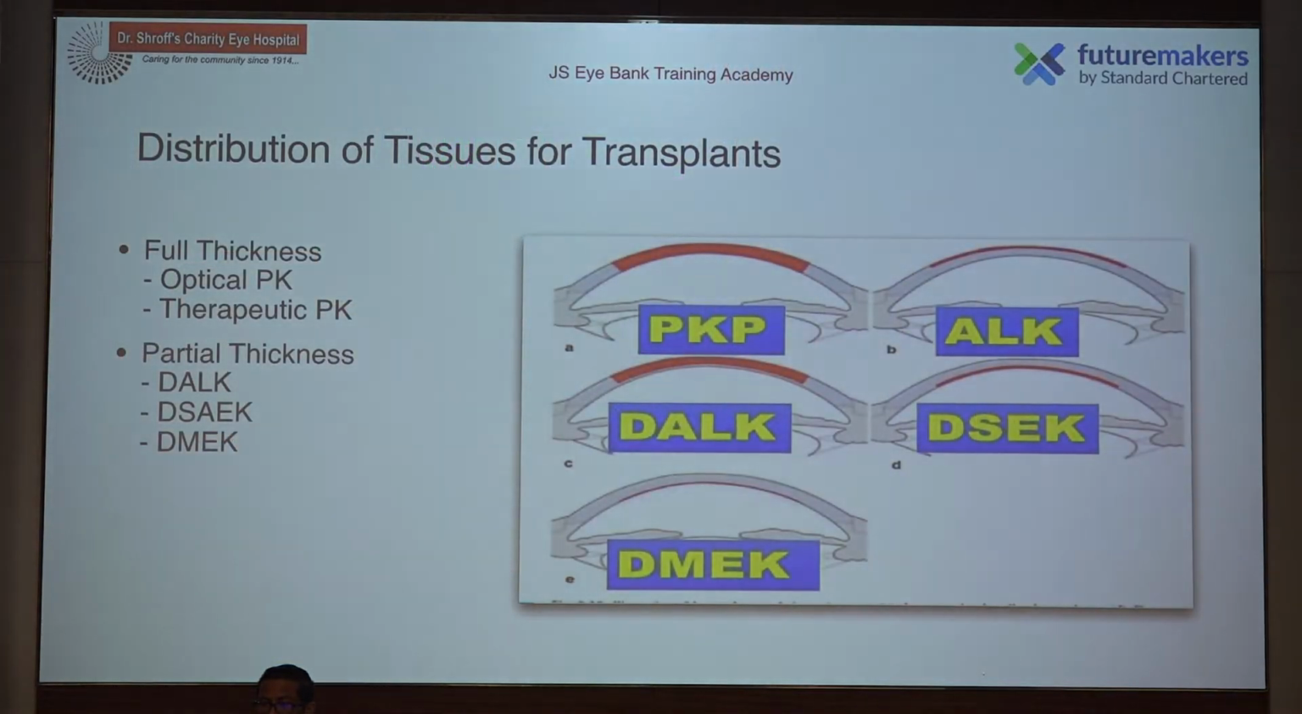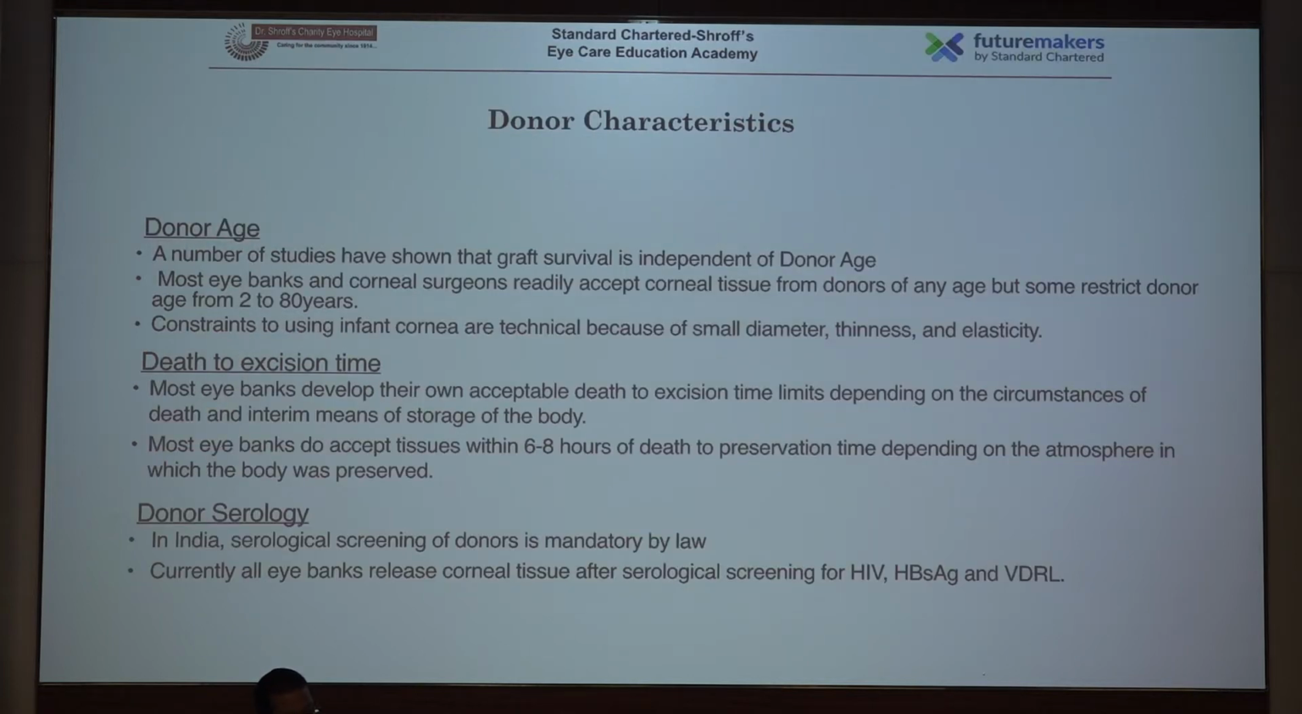So we need to understand that the tissues have to be distributed for maybe a full thickness keratoplasty or a partial thickness, or these lamellar procedures, which may be an optical or a therapeutic tissue, or for DALC, DSEK or DMEK. So one thing which is important is the donor characteristics. Once it's in the eye bank, we are presuming that the contraindications for retrieval have already been taken care of. So what becomes important is the donor age.